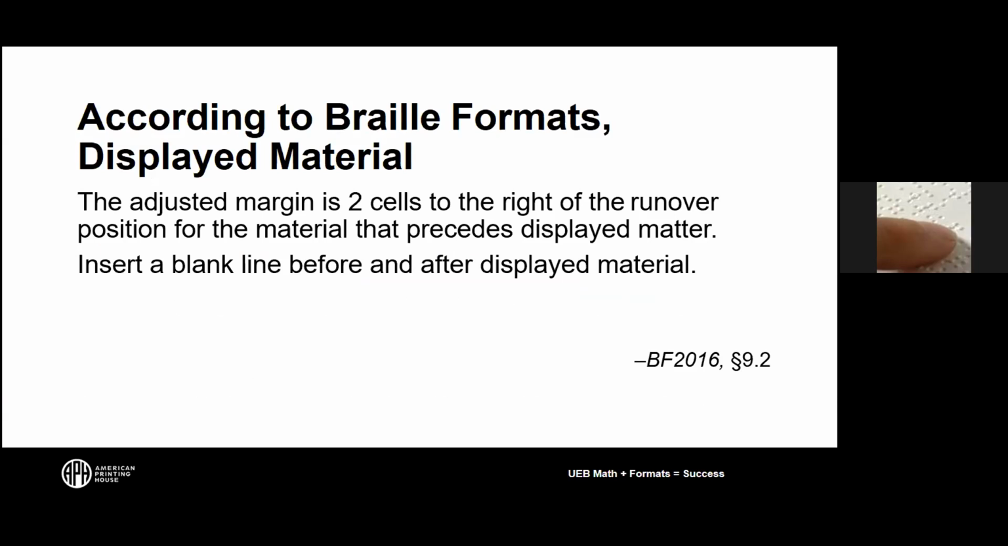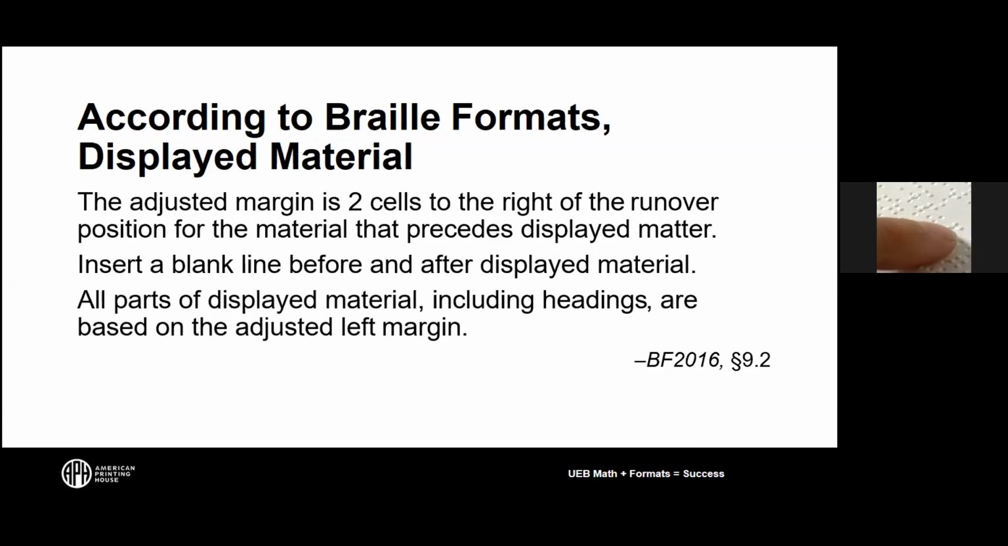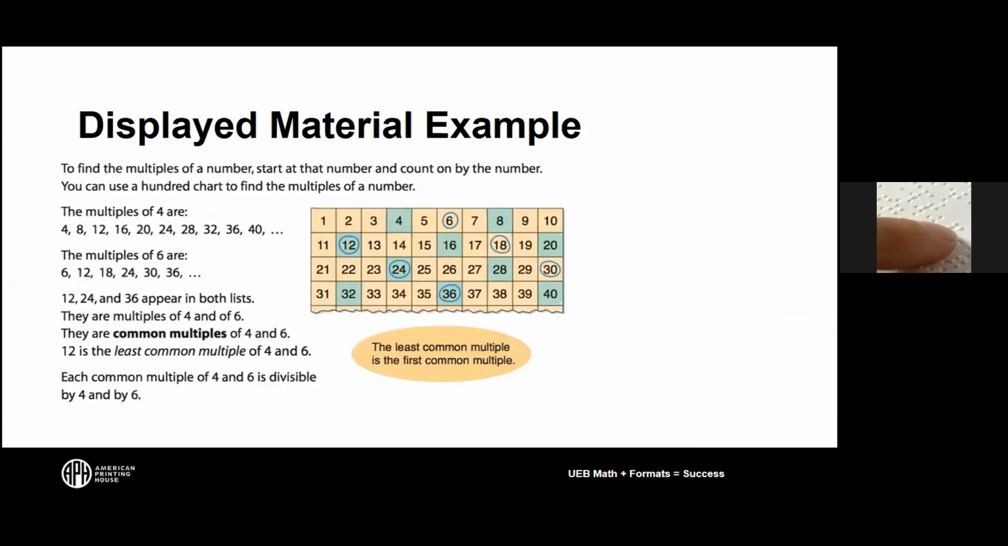This is supposed to set off the displayed or the example material in the same way that it's set off by being a different color or pushed over to the right in print. So we put a blank line before and after in order to make it easier for the Braille user to notice that this material is displayed. All parts of displayed material, including headings, are based on the adjusted left margin. So the adjusted left margin is something that I think it'll be easier to talk about when we're actually looking at some Braille.